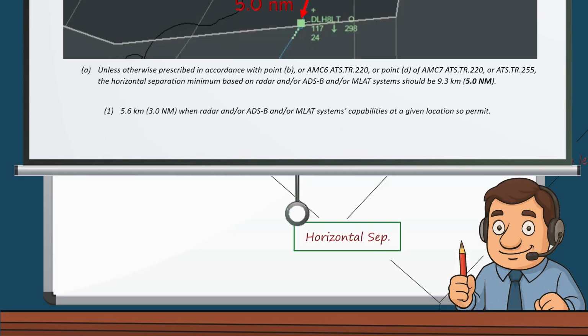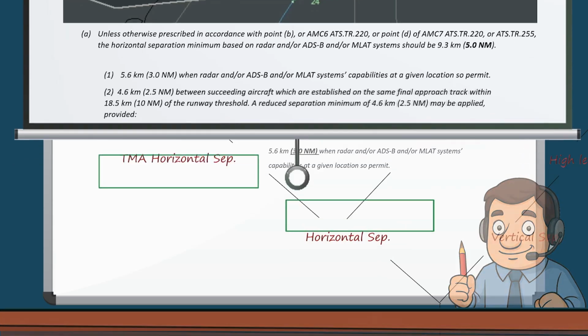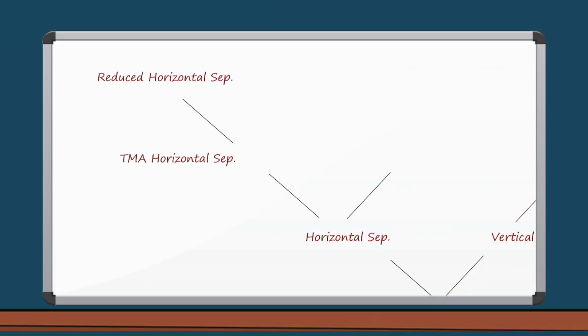5 miles is standard, 3 miles in the TMA, and it actually goes even further back in the EASA Part ATS, because next it says, and 4.6 km or 2.5 nautical miles between succeeding aircraft which are established on the same final approach track within 10 miles of the runway threshold, a reduced separation of 2.5 nautical miles may be applied, provided, and then there is a long list of what needs to fulfill this. This is a special case known as reduced separation procedures, and in Denmark currently only in use at Copenhagen Airport, and therefore a thing for your Tier 1 endorsement later on.